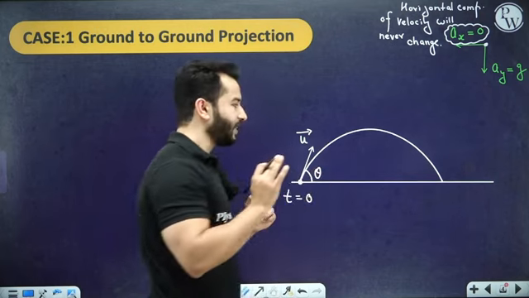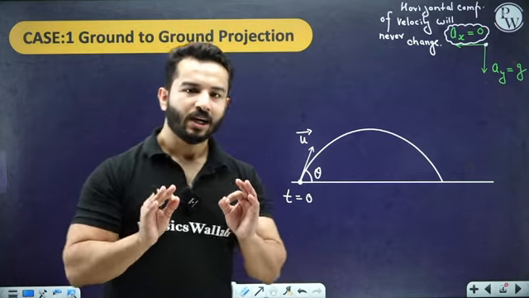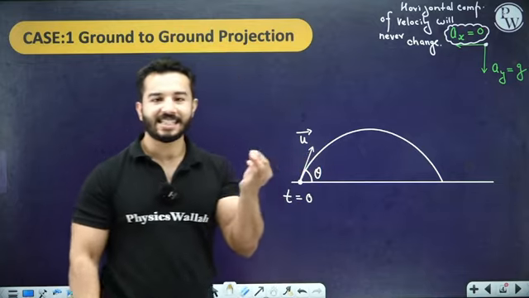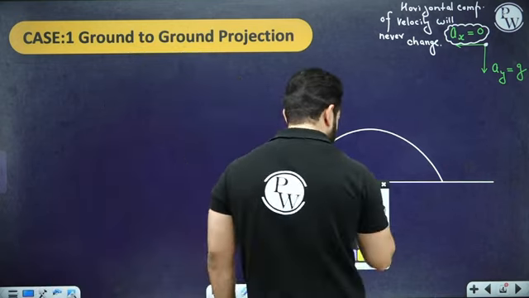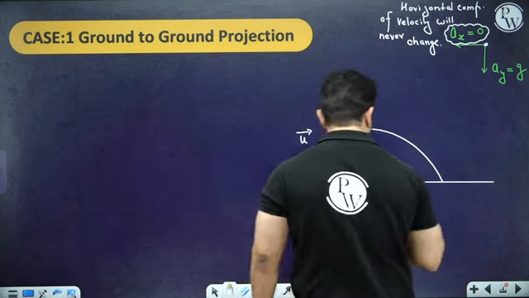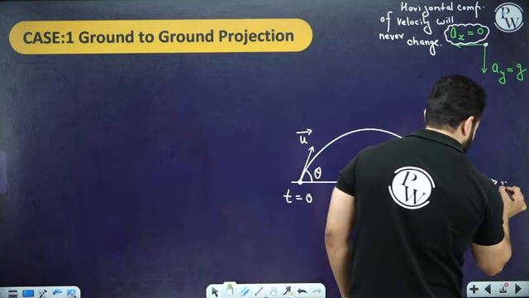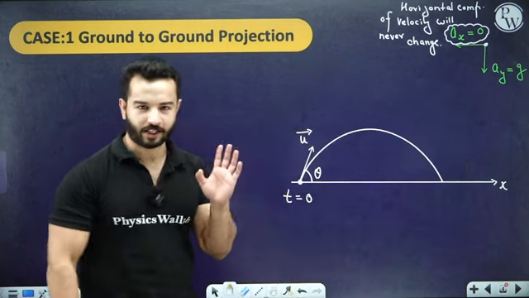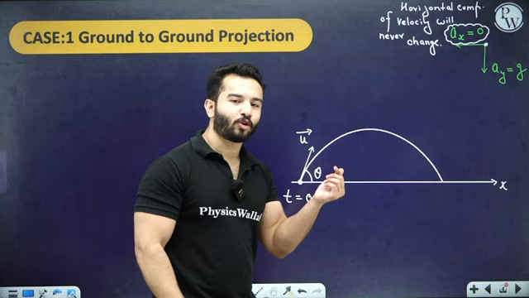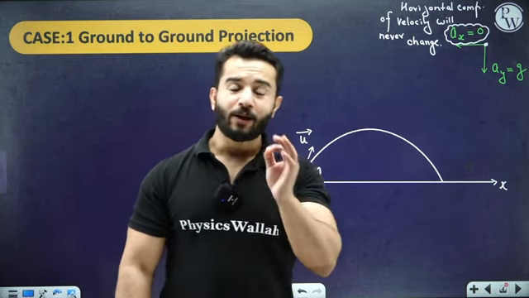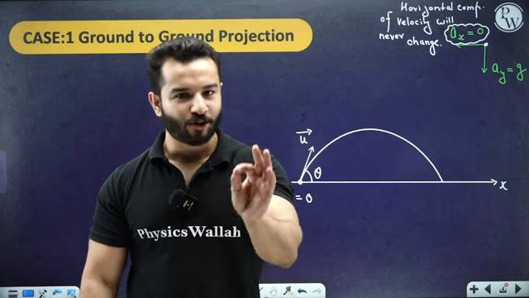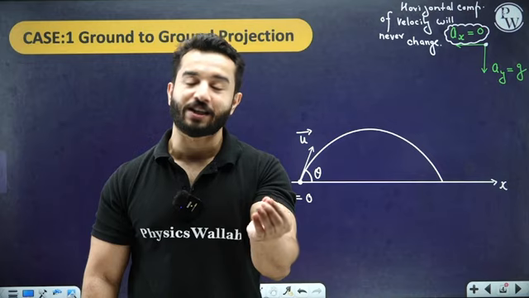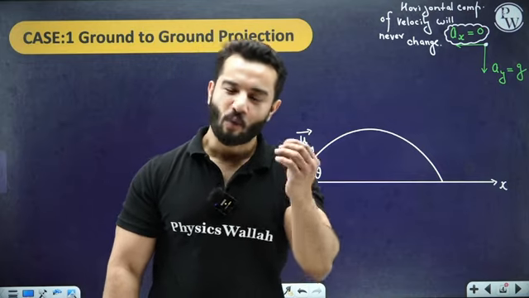As I have stated, we are going to talk about each and every point. What is this theta? Theta is the angle between the horizontal line, which I can call the x-axis, and the initial velocity vector. If you talk about the angle between the velocity vector and the x-axis, is it going to remain the same or change? It will always change, right? Why will it always change?